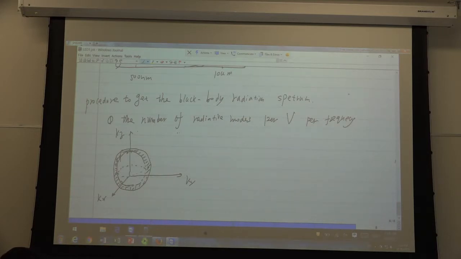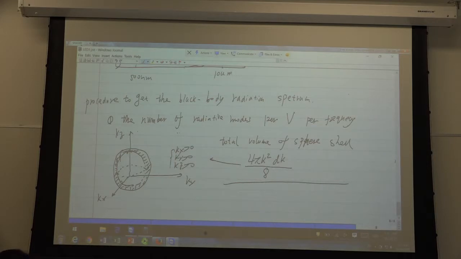Sphere, okay. It has a shell. I already know the total volume for this shell of the sphere is 4 pi k squared dk over 8. Here I only consider kx larger than 0, ky larger than 0, and kz larger than 0.